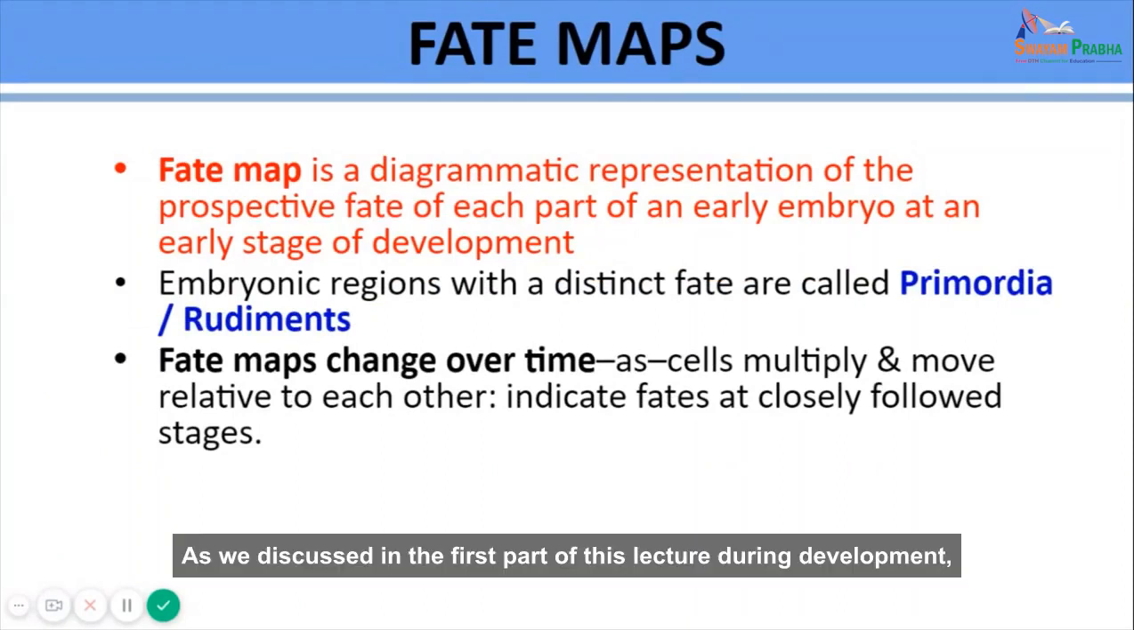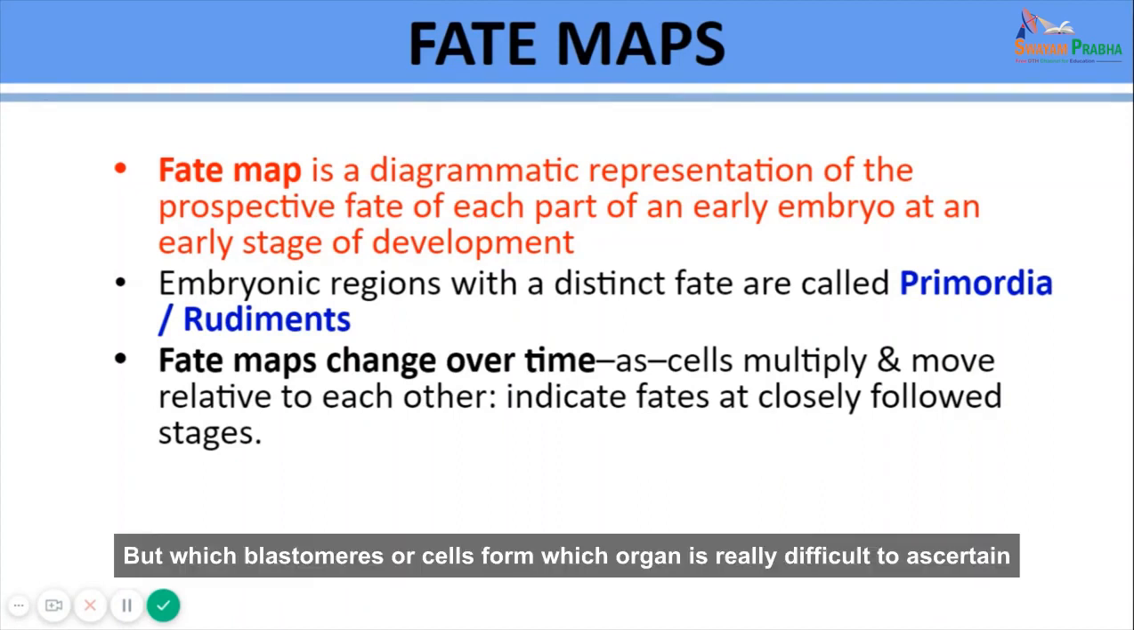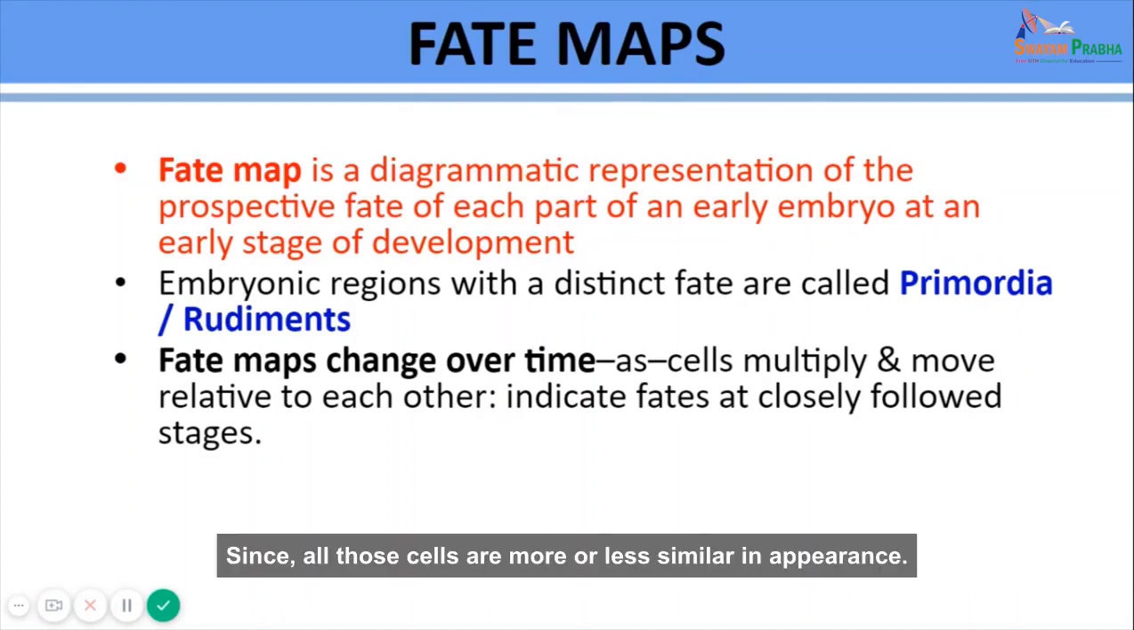As we discussed in the first part of this lecture, during development, a single cell zygote divides multiple times to form a morula, then blastula, then larva in some cases, and finally the adult organism. Now the cells that are formed during successive mitosis will develop into all kinds of tissues and organs in the adult. But which blastomeres or cells form which organ is really difficult to ascertain when studying developmental biology, since all those cells are more or less similar in appearance.